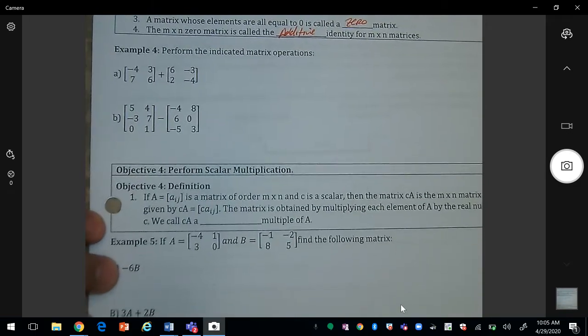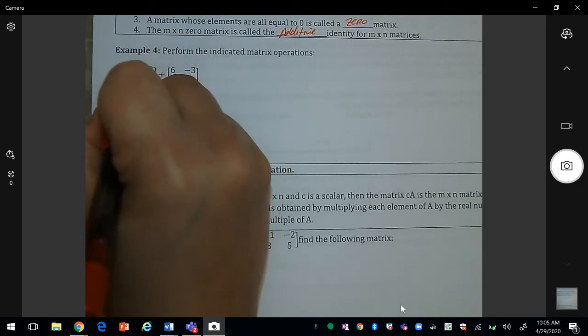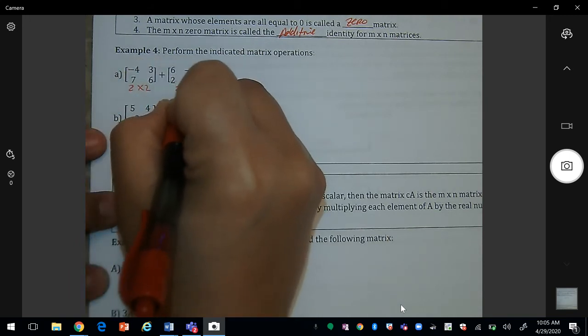So here, if we want to add these, the first thing we should check is the order. This matrix is a 2 by 2, and this is a 2 by 2.